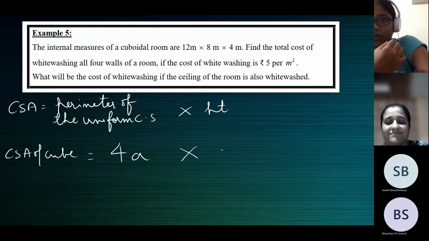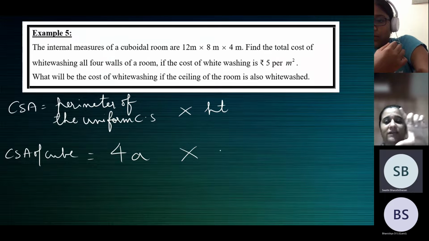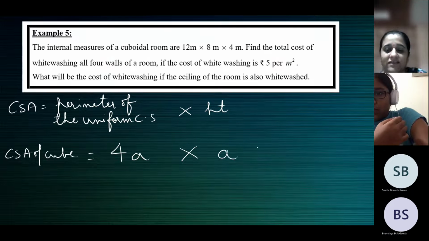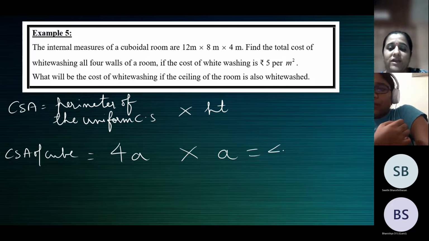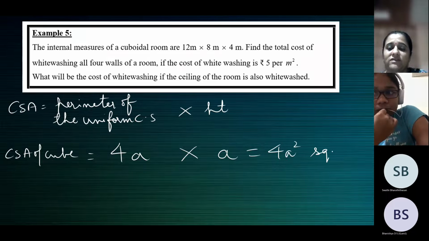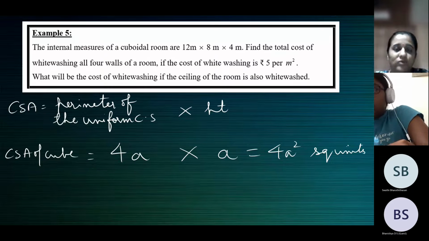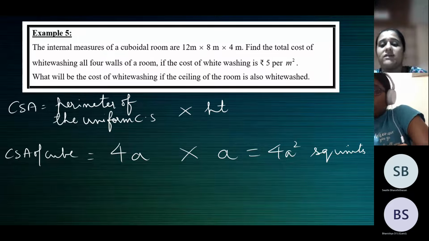4 meters. Yes, ma'am. Height of the cube is A. So 4A into A is 4A square units. That's what we understood: 4A square only. This is the formula, you know that.